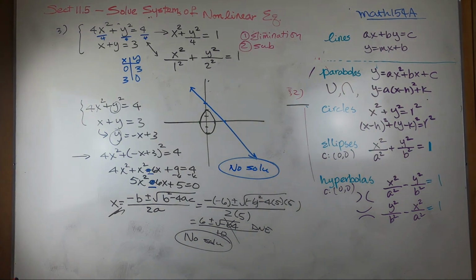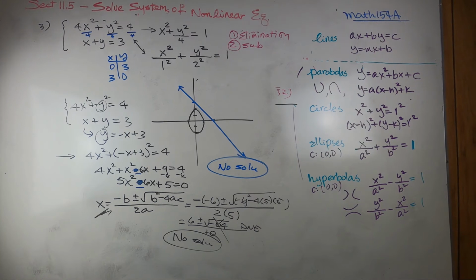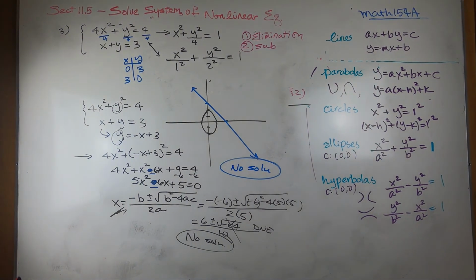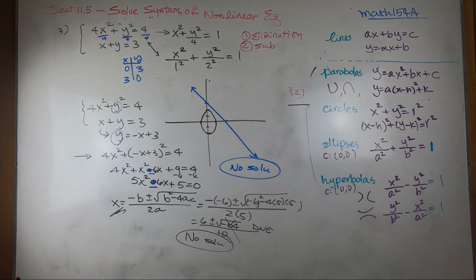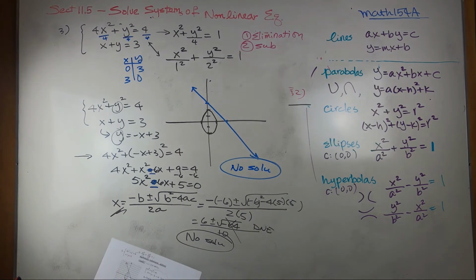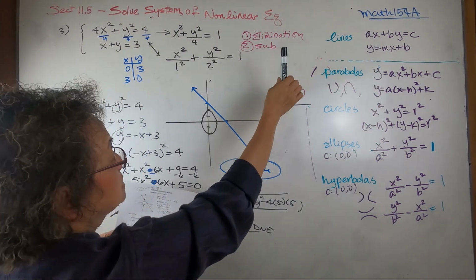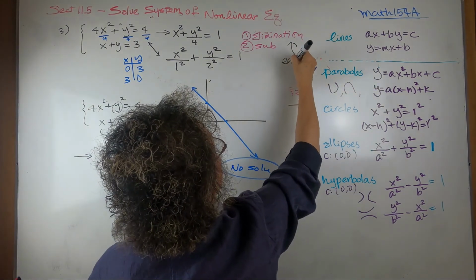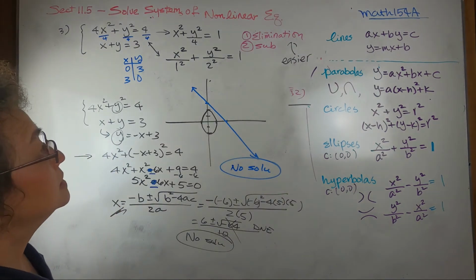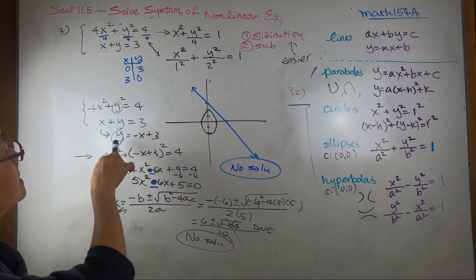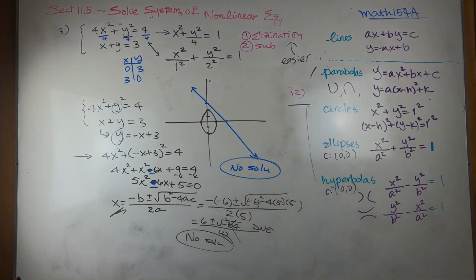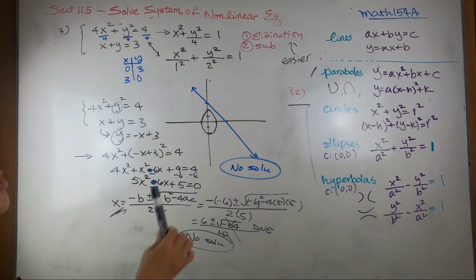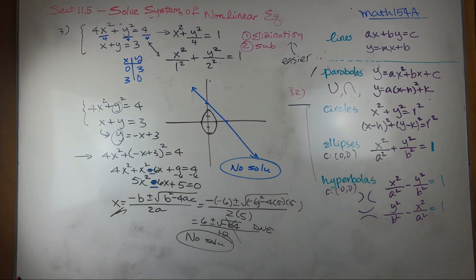Got the idea? Right? Okay, so in general, we will do the elimination method first because it will be easier. But if you cannot do it like here, then what do we do? Then we use the substitution method. Right?